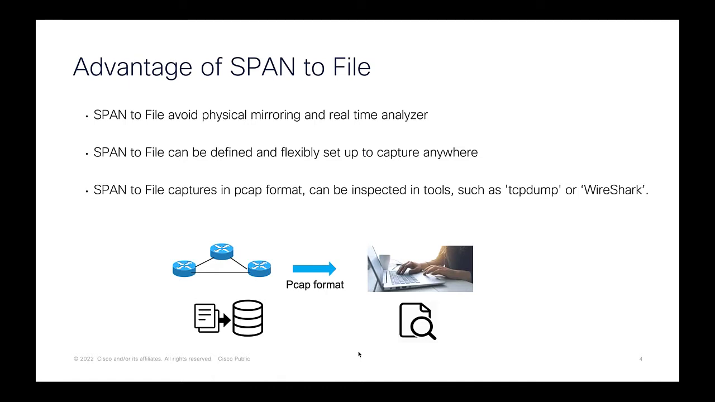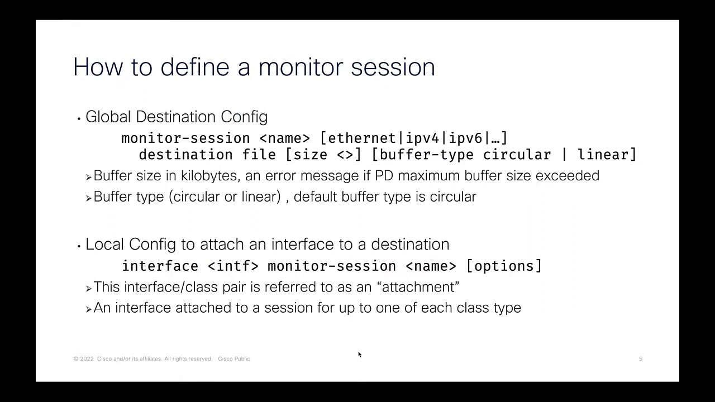SPAN to File can capture into PCAP format, and the files can be inspected with popular tools such as tcpdump or Wireshark. To define a monitor session, you can use the config command monitor session with a name, and specify either capture under Ethernet or IPv4 or IPv6 capture. You also need to specify the destination file, the size, and the buffer type, which can be linear or circular. On the local interface, you can use the monitor session name to specify which monitor session profile is to be used.